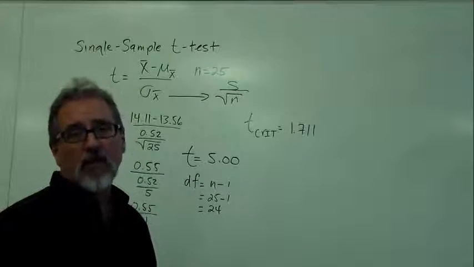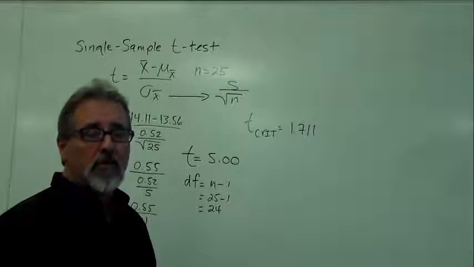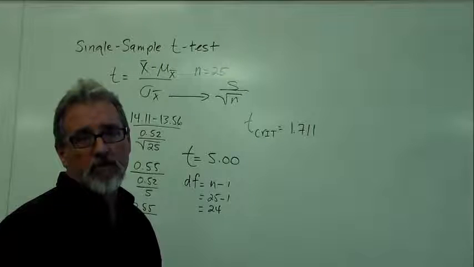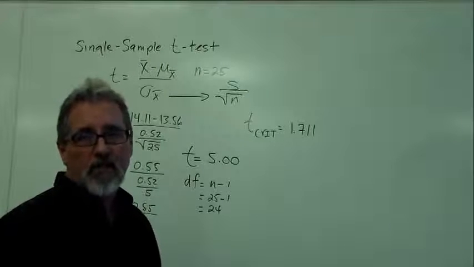So that's a population of athlete records. So he's comparing a single sample of 25 to all the other athletes in the world. It's a classic single sample t-test.